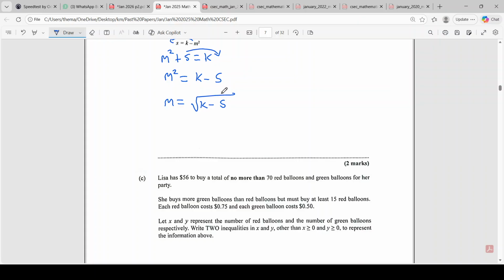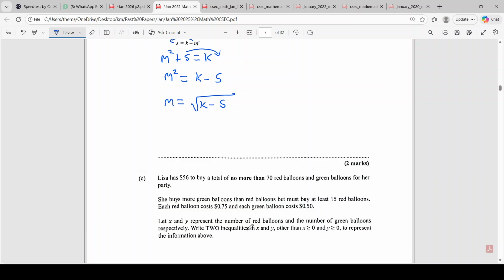Right, so part C here now, they have a full statement. So this is similar to when we were forming the inequalities for linear programming. Lisa has $56 to buy a total of no more than 70 red and green balloons for her party. She buys more green balloons than red, but must buy at least 15 red balloons. Each red balloon costs 75 cents and each green balloon costs 50 cents. Let X and Y represent the number of red and number of green respectively.